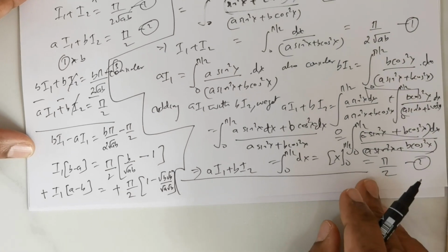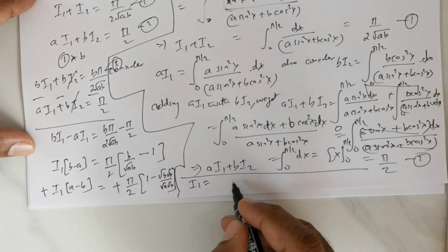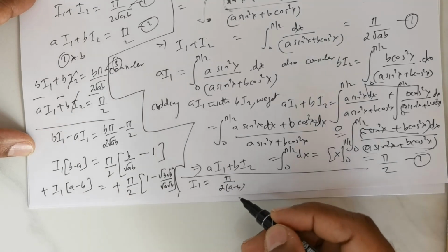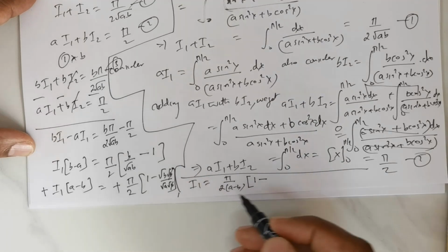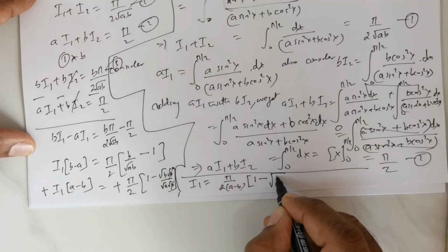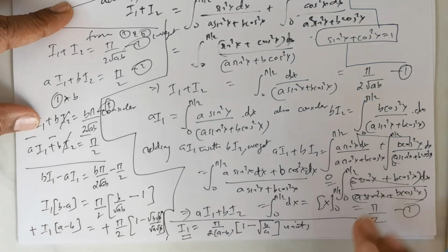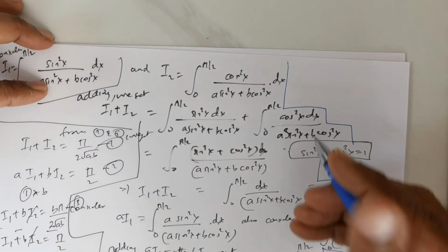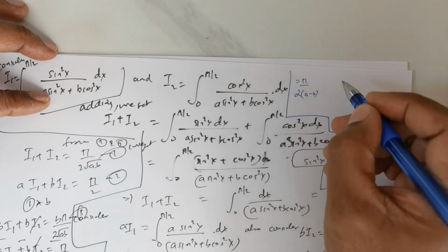Let me utilize this side and then rewrite the question. So I1 is equal to, push this a negative b down, so pi over 2 times a negative b times 1 negative, now this root of b gets cancelled, giving us root of b over a. Now if you want, you can further simplify this. So what I wish to do is, I would like to show you the simplification here. So this is equal to pi over 2 times a negative b.